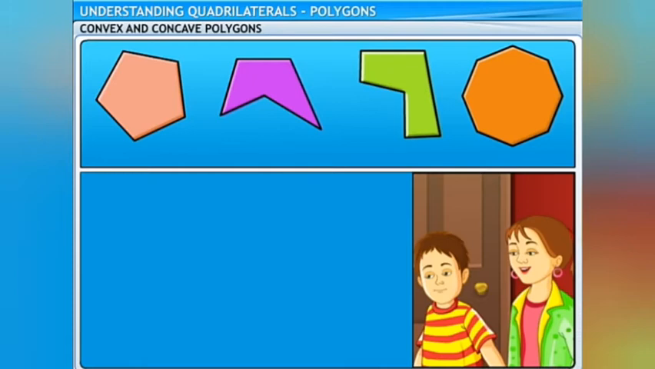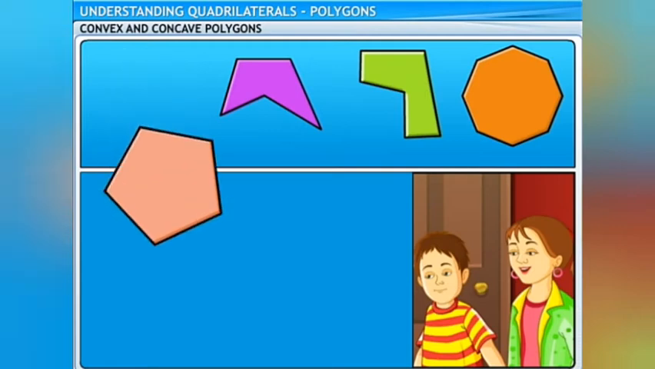Now we will see 4 polygons. John and Alice, here are 4 polygons. Name them and identify if they are concave or convex polygons.